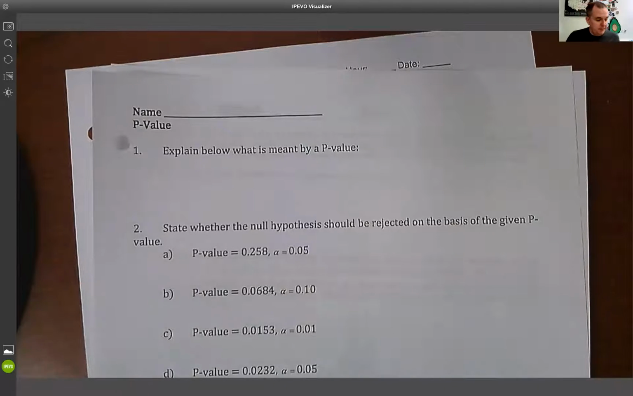Okay, we're going to take a look at the other worksheet that we have. Go ahead and share my screen. Okay, so the first thing we're looking at is the definition of a p-value.